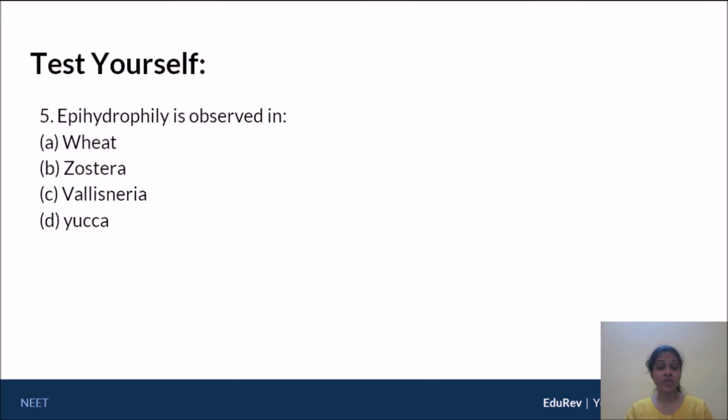Question number 5. Epihydrophily is observed in dash. Now, epihydrophily is a type of water pollination. Now, very clearly, wheat and yucca, that is option A and option D, are out of the question here. So we limit our answers to B, Zostera, and C, Vallisneria. Now, amongst these two, Zostera has hydrophily, but this hydrophily occurs within water and not on the surface of water. So the answer cannot be B. But if you remember what we have studied in Vallisneria, pollination occurs on the surface of water. So the answer here is option C.